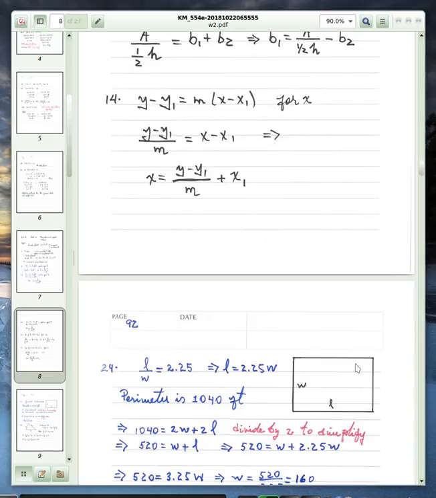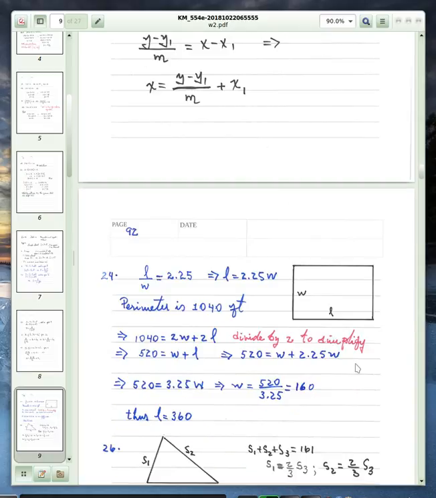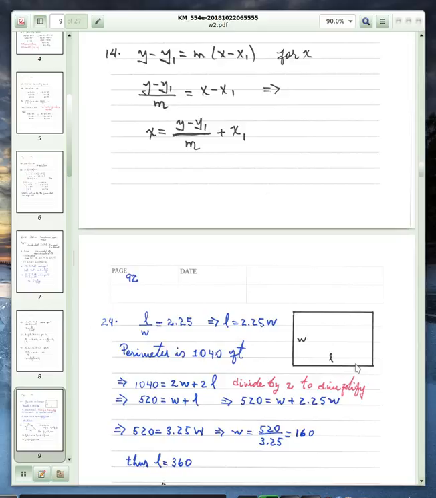Now, on page 92, you have already word problems. Read the wording. You will see how this applies. And so they tell you that the ratio of the length to the width is 2.25. From there, you multiply by w, or you move w up, so now you have L equals 2.25 w.